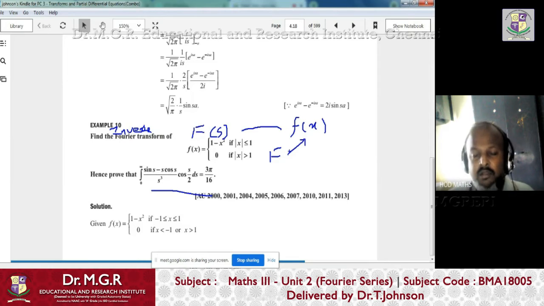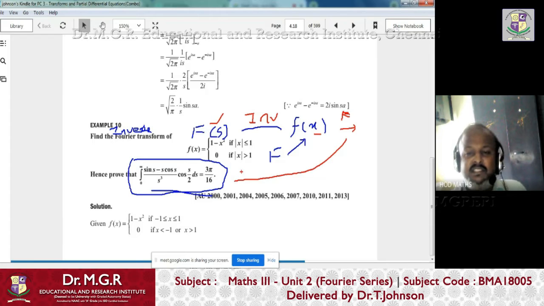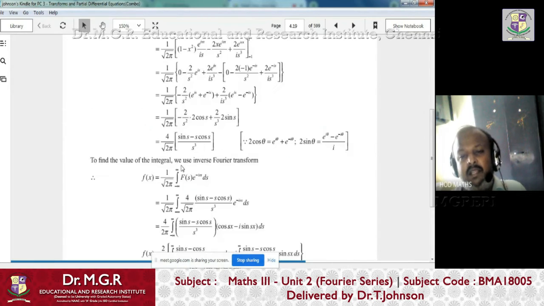So whatever we did now, we can do exactly the reverse form. That is what we did in this problem: small f of x is given, we found capital F of s, then after finding capital F of s, we applied the inverse Fourier transform and evaluated this integral. The same thing can be done in the reverse process. Sometimes they give F of s first, then you have to apply the inverse formula first and get f of x. Then after getting f of x, again you apply the Fourier transform formula and try to evaluate this type of integral.